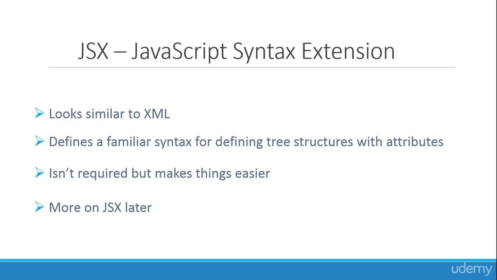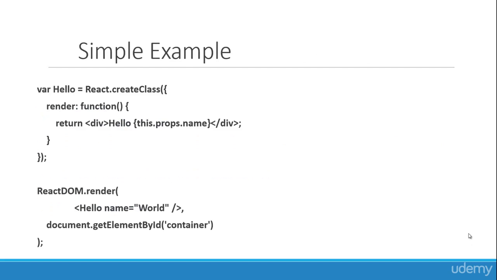It defines a familiar syntax for defining tree structures with attributes. It isn't required, but it does make things easier. And we'll take a look at some code that compares the two: code that does the same exact thing, one with JSX and one with standard JavaScript. We'll talk a lot more on JSX later on. So let's take a quick look at a really simple example. This is from the documentation, and it's about as simple as you're going to get.